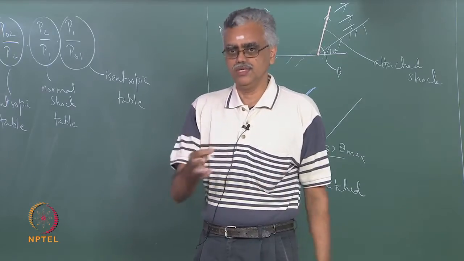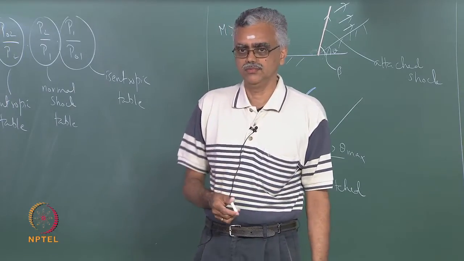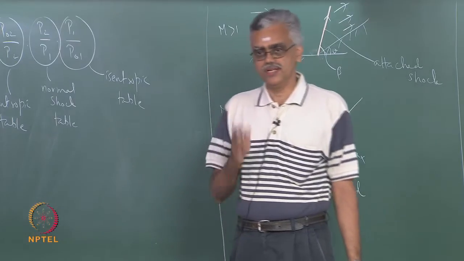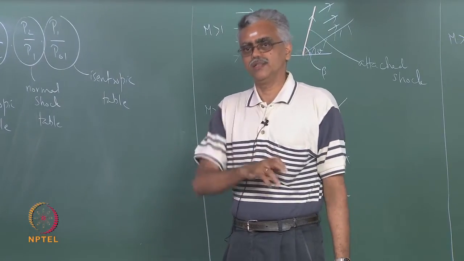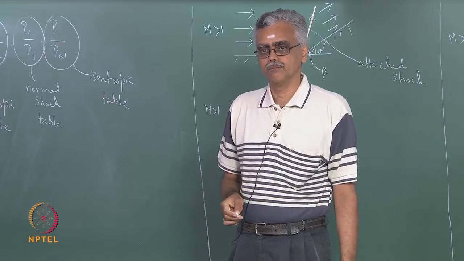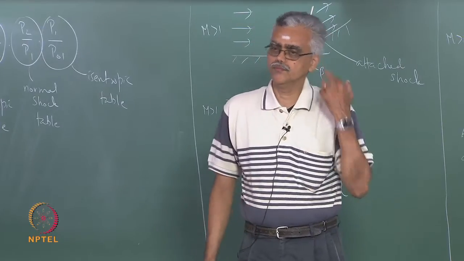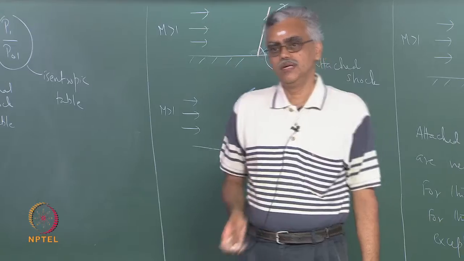So there is no P0N2. The frame of reference is different. That is why we are not able to use the other one. But loss in stagnation pressure takes place because of the N2 only, na? Normal component only. Loss should be equal to this loss.